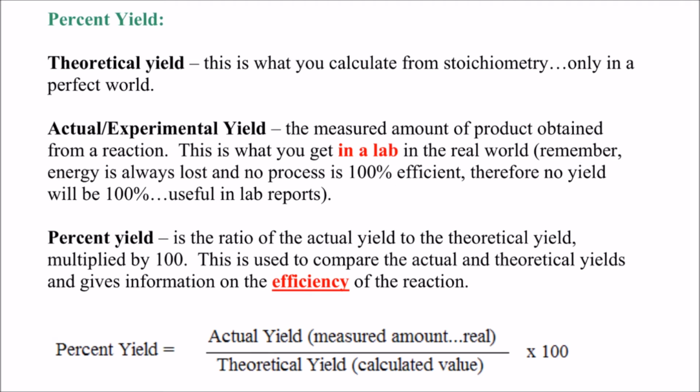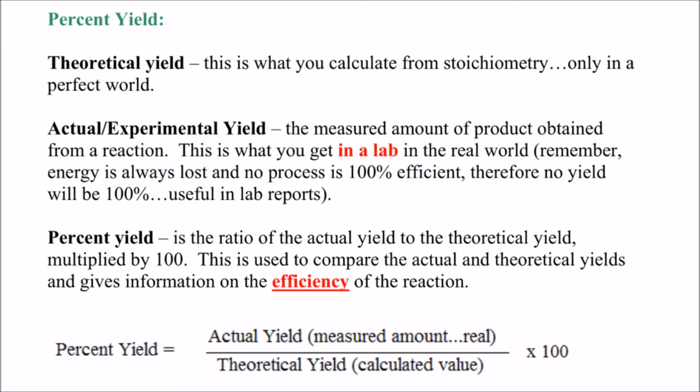Okay, the next thing we're going to talk about is percent yield. We have a theoretical yield, and this is what you get when you do stoichiometry. So at the end of every stoichiometry question that you ever do, you are finding the theoretical yield of a substance. It's called theoretical yield because that's only what you would get in a perfect world.